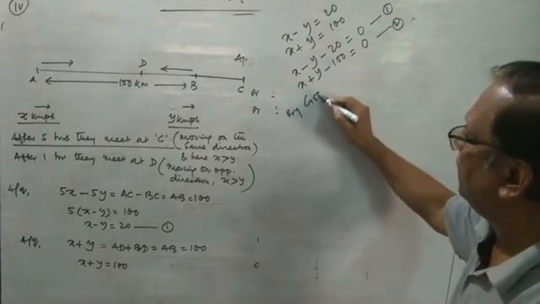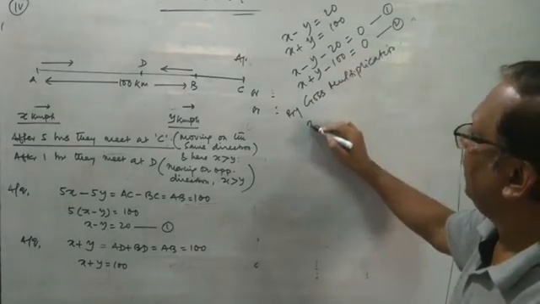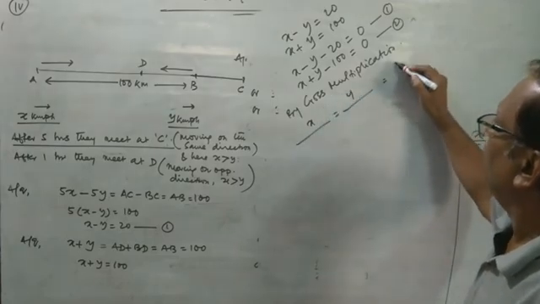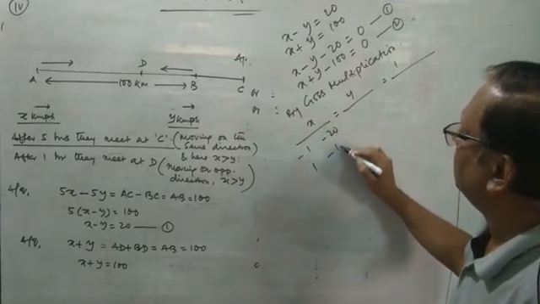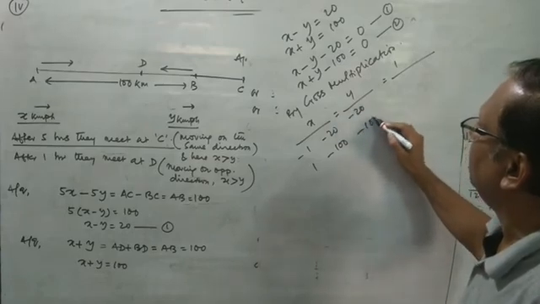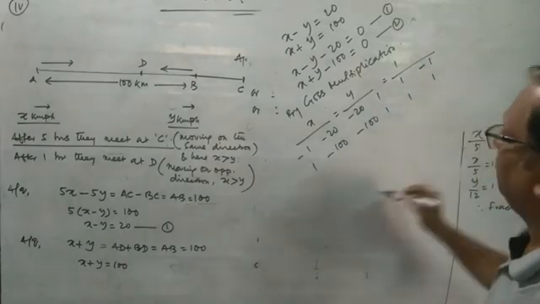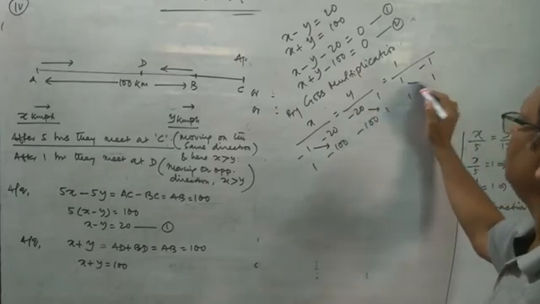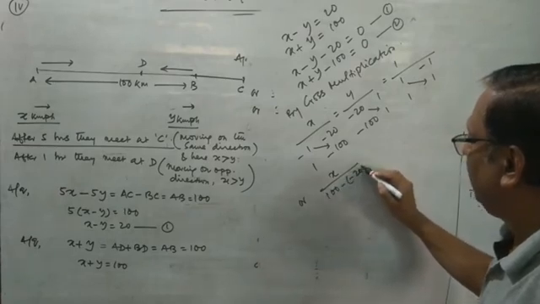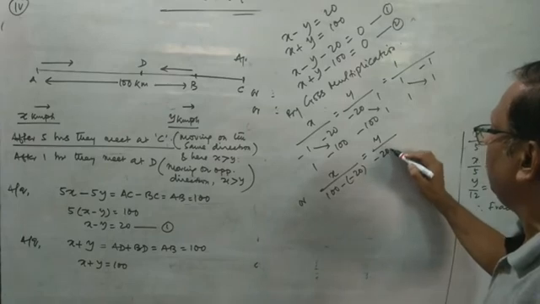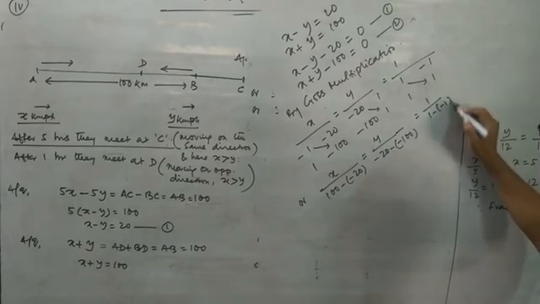Now by cross multiplication, we can write x upon y upon 1 upon, with the coefficients 1, minus 1, minus 20 and 1, 1, minus 100. This is the first product, this is the second product, this is the third product. Or x by (100 minus (minus 20)), y by (minus 20 minus (minus 100)), and 1 minus (minus 1).